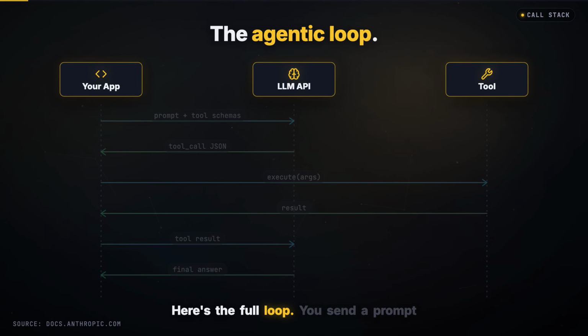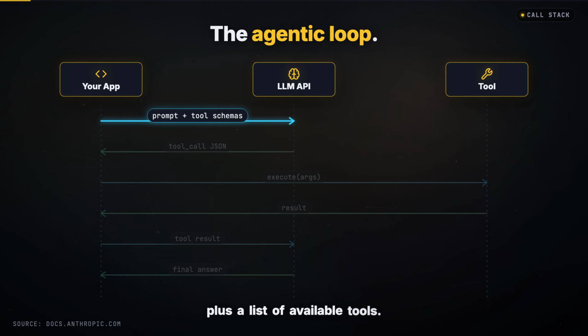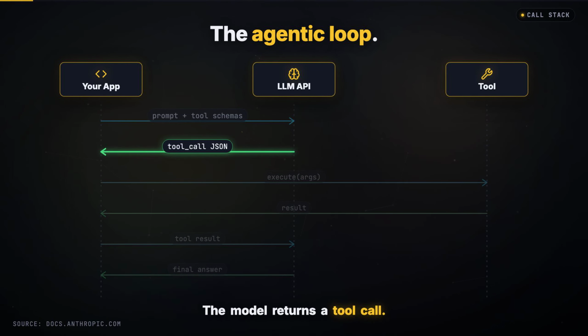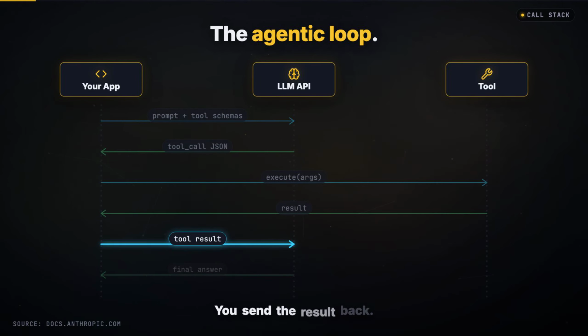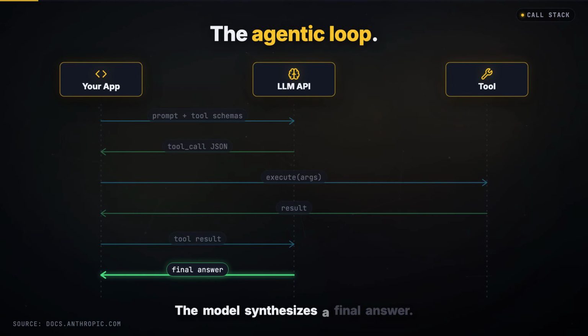Here's the full loop. You send a prompt plus a list of available tools. The model returns a tool call. Your server executes it. You send the result back. The model synthesizes a final answer. 4 network hops per tool.